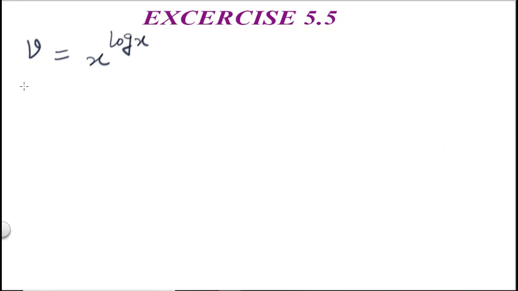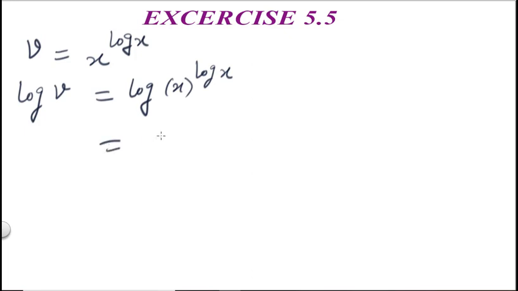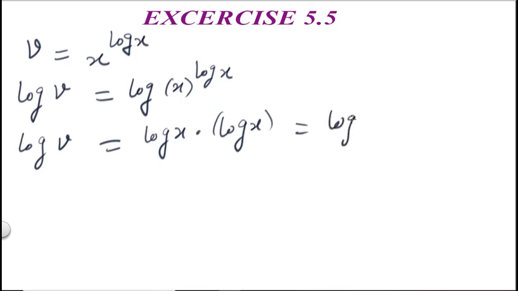Now taking log on both the side, what we will have? Log of v equals log of x to the power log x. You know the power will come in front here, the same identity as we have been using in other questions. Log of x into log of x. Now either you apply the product rule, or you may write it as log of x whole square. Clear?